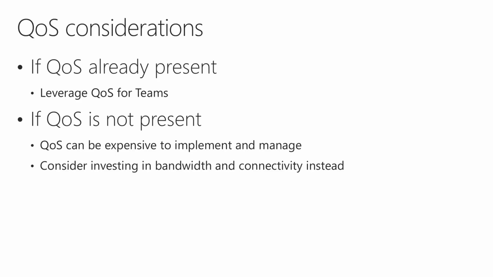If you don't have quality of service, you might consider not implementing it. Quality of service can be expensive to implement and to manage. Instead, you can invest in more bandwidth, because quality of service really helps you only if you don't have enough bandwidth, then it will help you to prioritize the audio, video traffic and the desktop sharing. But if there is sufficient bandwidth, then quality of service doesn't have any positive effect. So it might make more sense to invest in more bandwidth than doing a huge quality of service project.